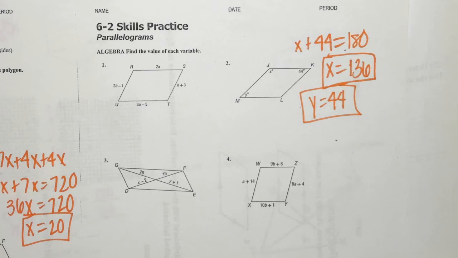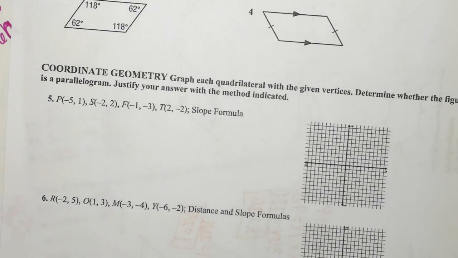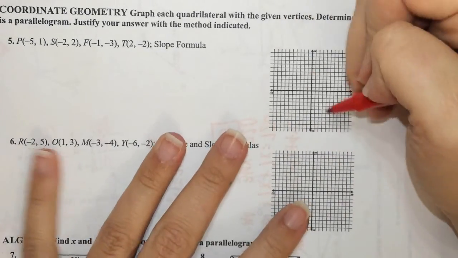Alright. Let's look at the back. Is everybody ready? Let's look at number 5. What do you think we should do first? Graph it, because it tells us to graph it, right? We should plot our points. Alright, so negative 5, 1.